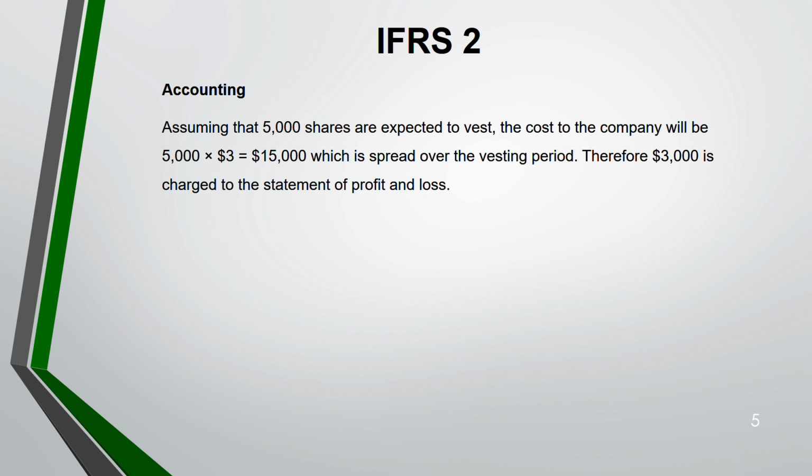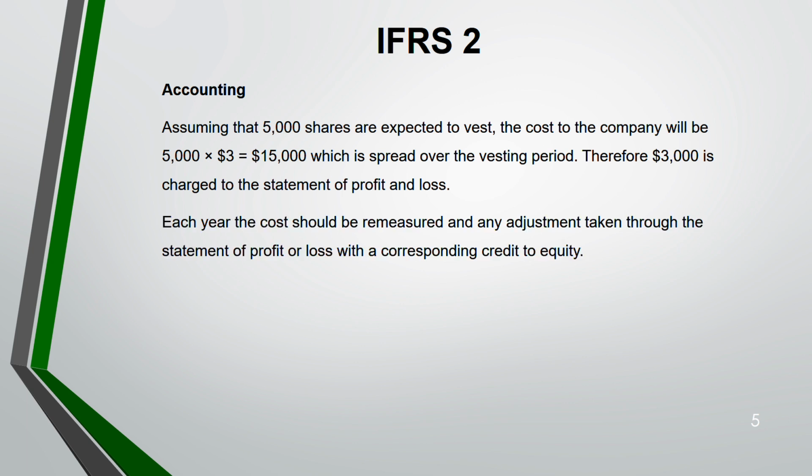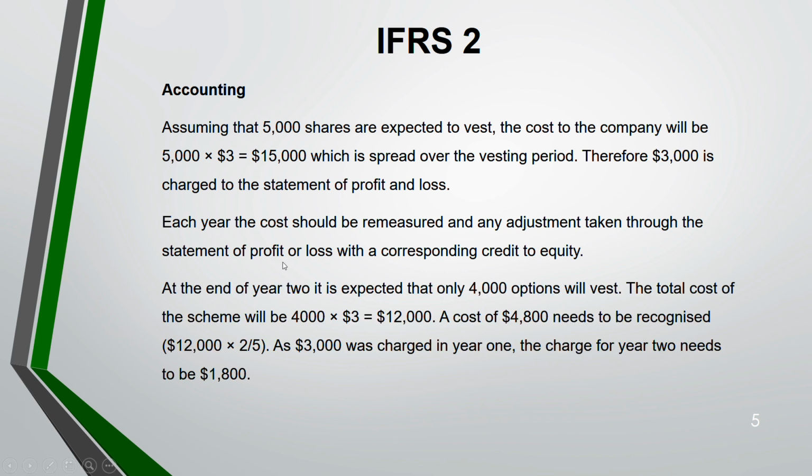How many years are there? 5 years. So this 15,000 you will vest over 5 years. That is 15,000 divided by 5, 3,000. So every year you are going to record 3,000 in your statement of profit and loss as an expense. Each year the cost has to be remeasured, and any adjustment from that remeasurement will be taken to the statement of profit and loss. And the entry side, you have to credit the equity. The credit entry will be in the equity for the share options.